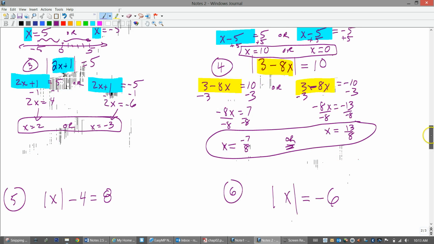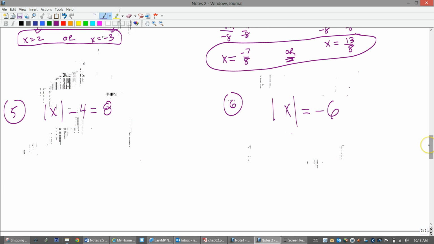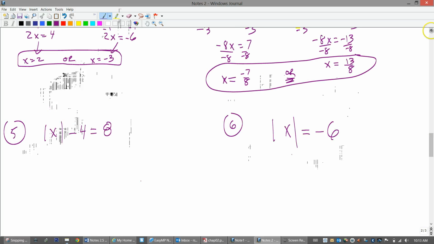Okay, let's go to two more that we're going to take a look at. Two more. A little bit different.